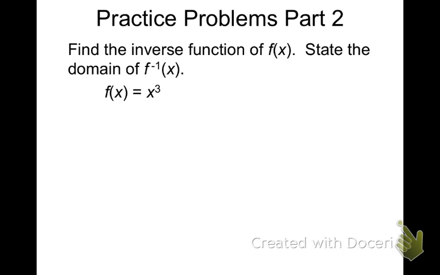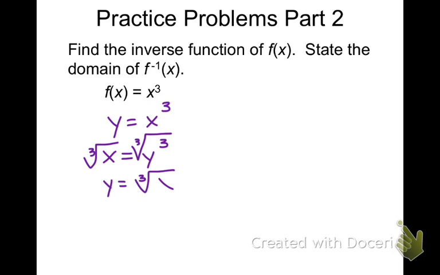Well, what did we say f of x is the same thing as? A y. So what I would do is I would just turn that into y equals x to the 3rd. So now what do we do to find the inverse of that? X equals y to the 3rd. Good. How do we undo a 3rd power? Cube root. Yeah, take the cube root of both sides. So then we get y is equal to the cube root of x.